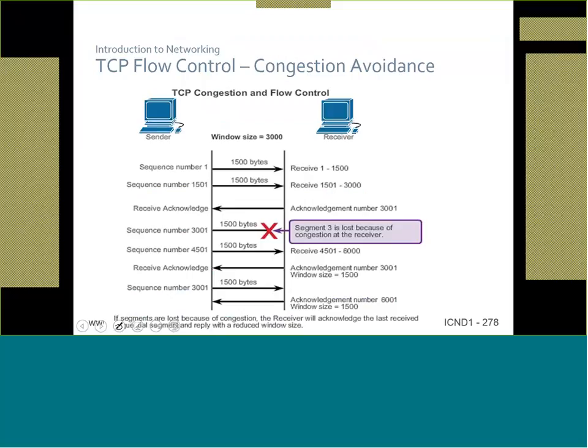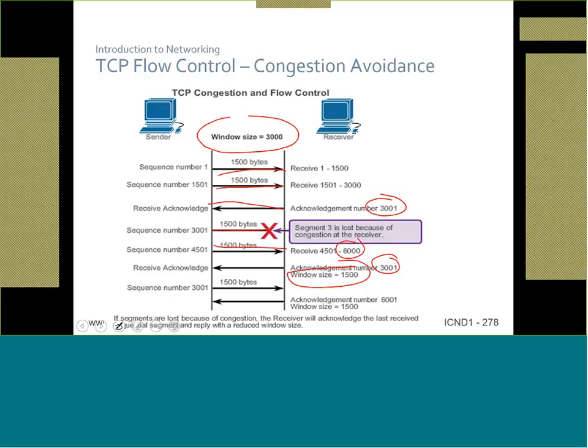Here we had an initial window size of 3,000. I sent segment 1, segment 2. You acknowledge 3001. Great. You acknowledge the next segment you expect to receive, which means I know that you received the first 2 segments. I send you 3001 and 4501. I expect you to acknowledge 6,000, but you don't. You acknowledge 3001. And on top of that, you adjusted the window size to 1,500.